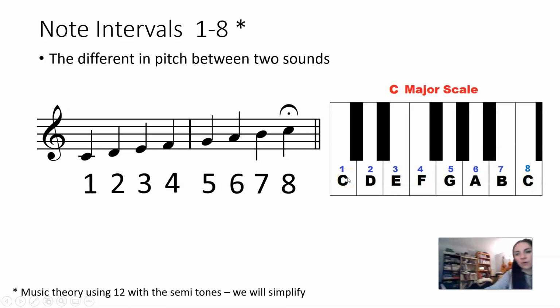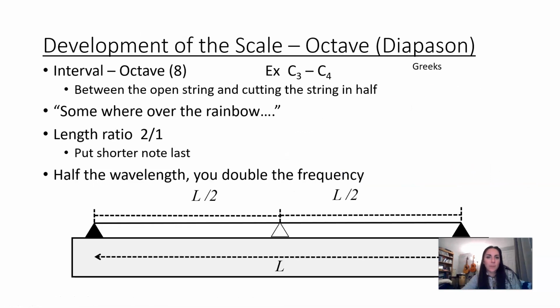So audibly, if I go back to my piano, the 8th note is called an octave. I hope you notice that it's the same note, but it's just a little higher. So in music theory, there's actually 12 in the scale because it includes the black keys, but we're not going to include them for now. I'm just going to keep it pretty simple. So the first pattern that he noticed was the octave, or the 8th interval.